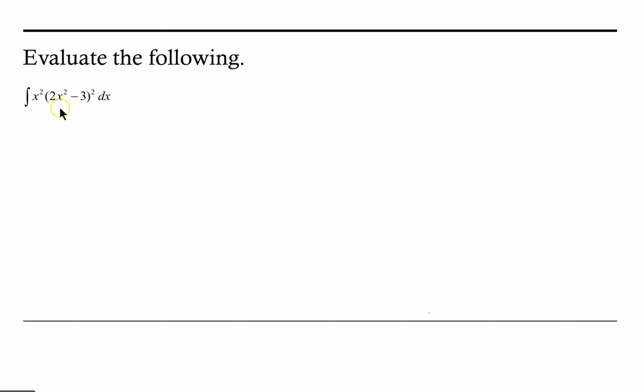What we can do, though, is use some algebra to take this integrand and rewrite it in a form that is more conducive to finding the antiderivative. So first of all, we could square this quantity 2x squared minus 3, and then we could multiply that by x squared. So let's go ahead and take a look at what that might look like.